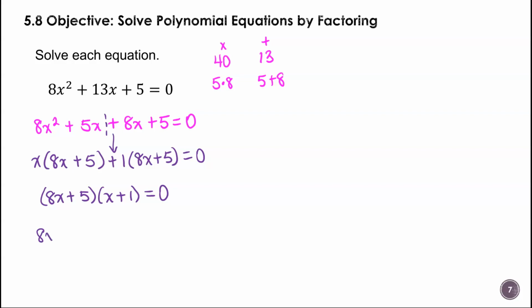So we set each of the factors equal to 0, and then solve for x. On the first one, 8x plus 5, we're going to subtract 5 and divide by 8. So that solution is negative 5/8. And on the second one, we subtract 1 for a solution of negative 1. So that is it on that particular equation.